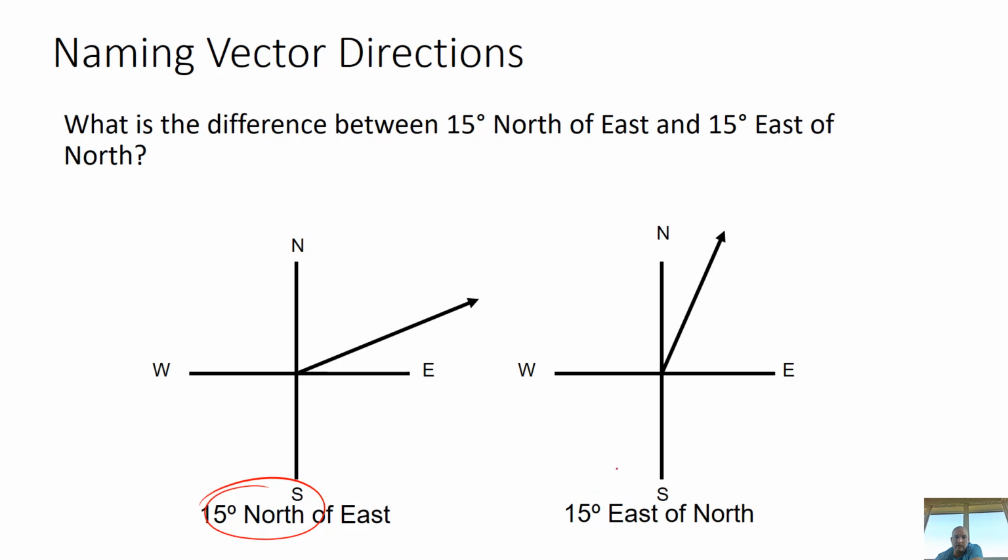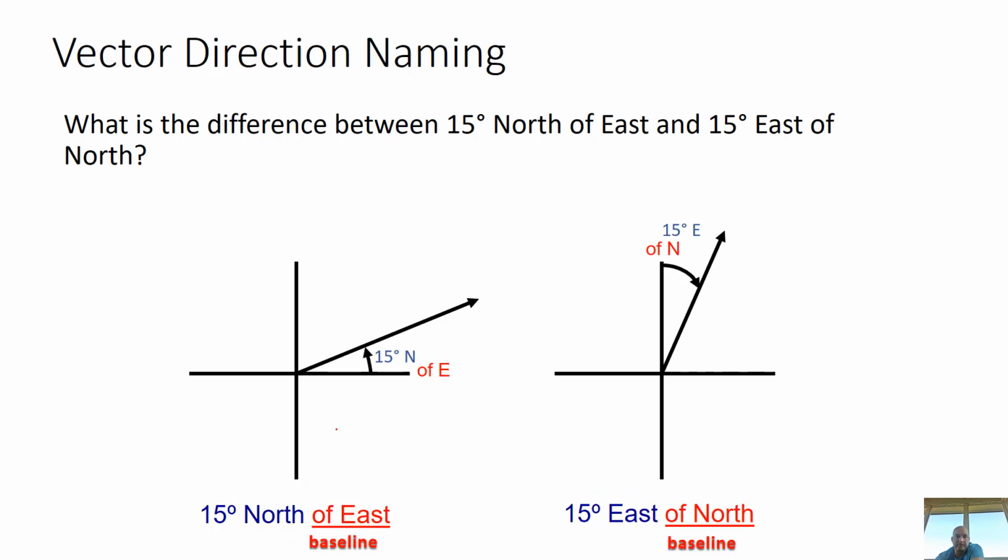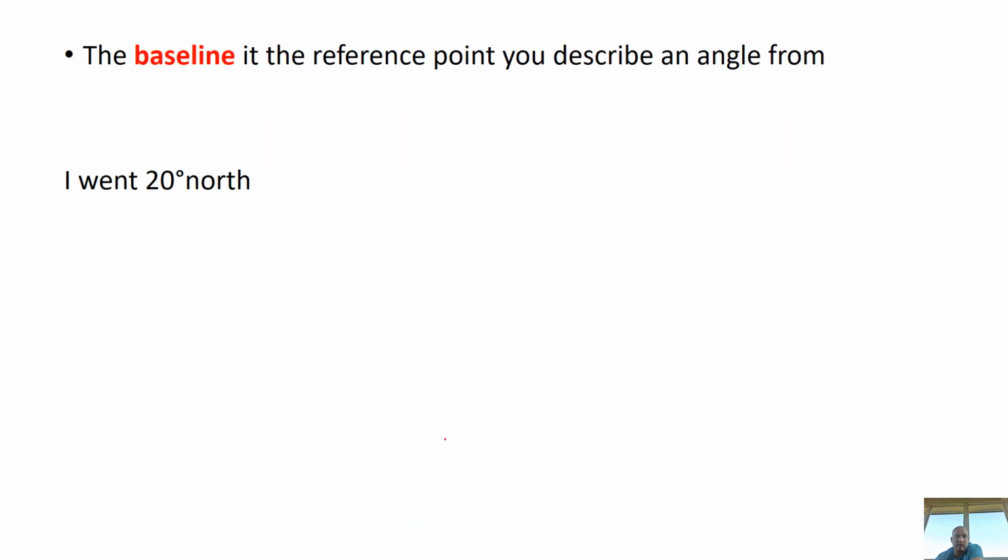And we're going to see this helps in having a baseline. We're going to go 15 degrees north from the baseline. So here we're going north of east. Here we're going to go east of north. This second thing that we have here is called a baseline. So let's look a little bit closer at a baseline. It's a reference point from which you describe an angle.